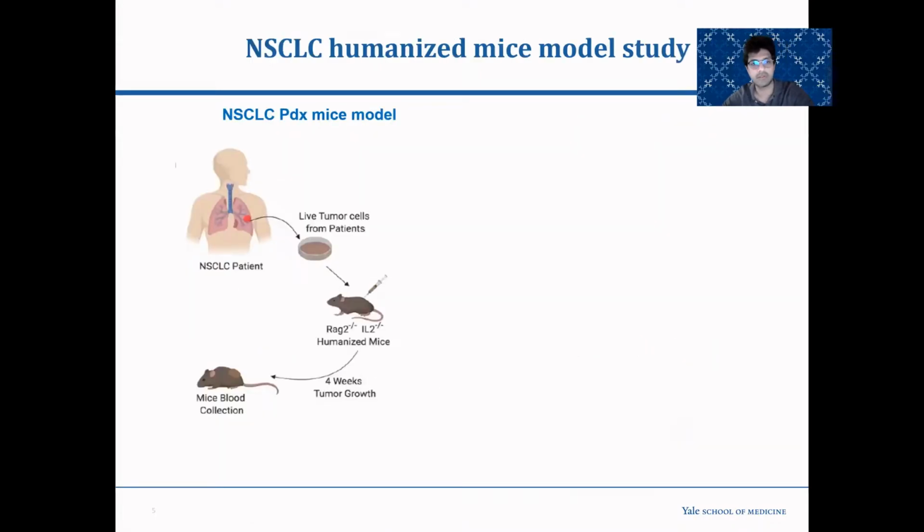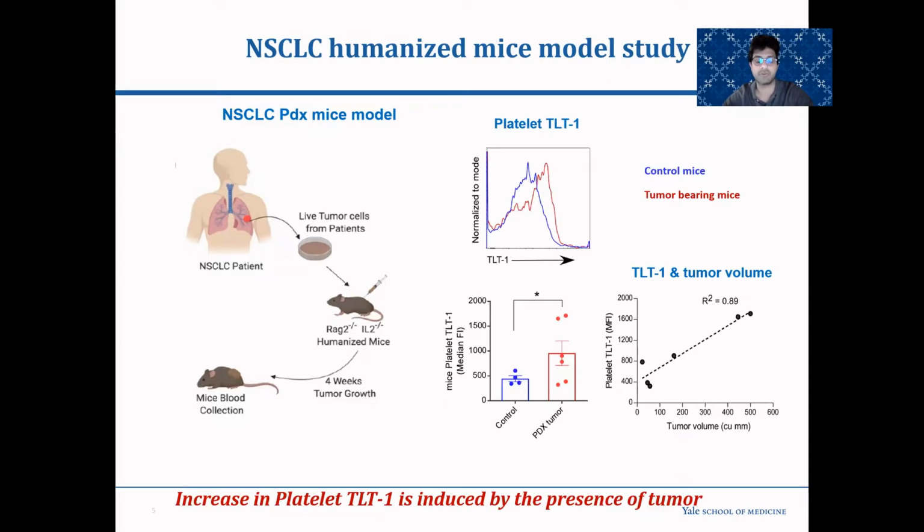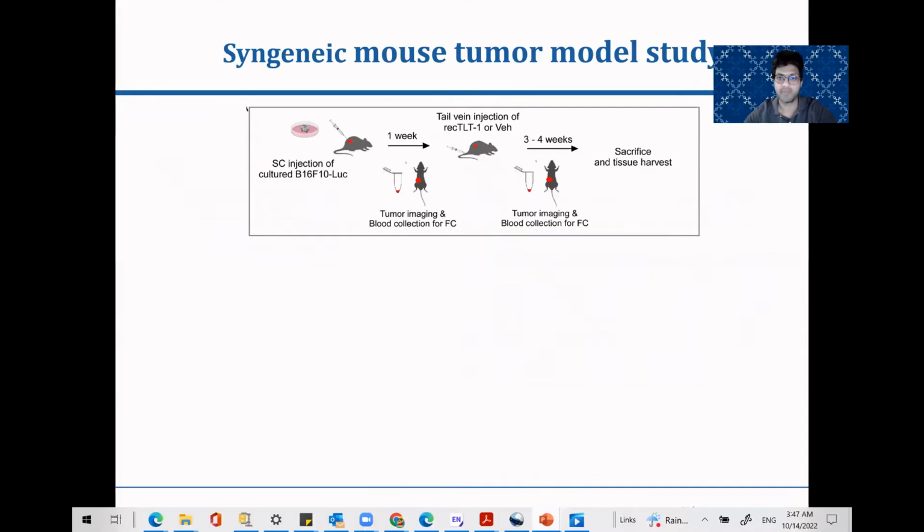So we used non-small cell lung cancer PDX-derived mice. Patient-derived tumors were grown in the humanized mice, and the mouse platelet TLT-1 levels were found to be increased. Importantly, the tumor size increase was positively correlated with the platelet TLT-1 levels in these mice.